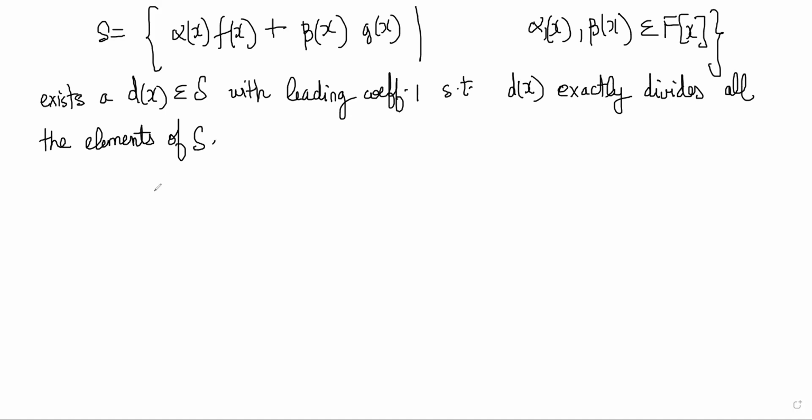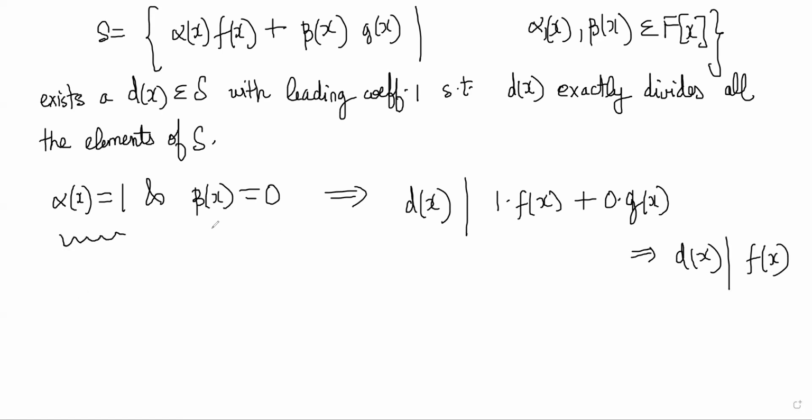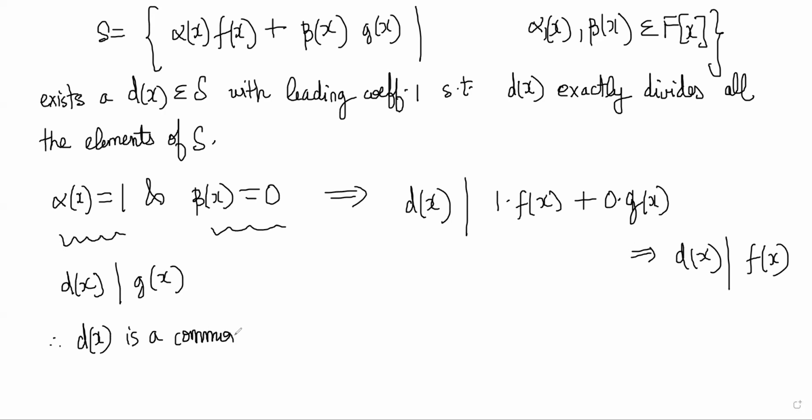Now, what does this mean in practice? We can pick alpha x to be equal to 1 and beta x to be equal to the 0 polynomial. And we will say that d of x must divide 1 times f of x plus 0 times g of x. So this implies that d of x divides f of x. And similarly, by taking alpha as 0 and beta as 1, we can also get d of x divides g of x. So what we get from here is that d of x is a common factor or a common divisor of both f of x and g of x.